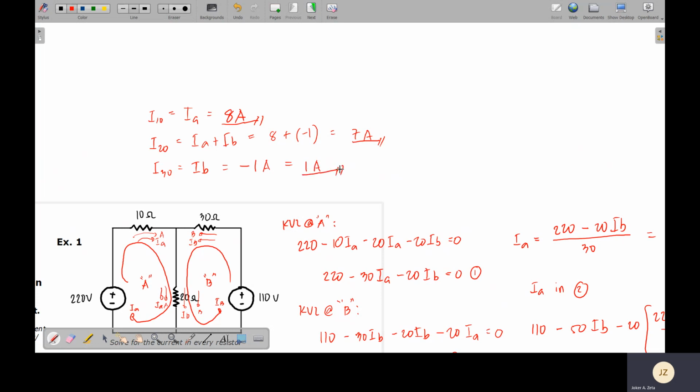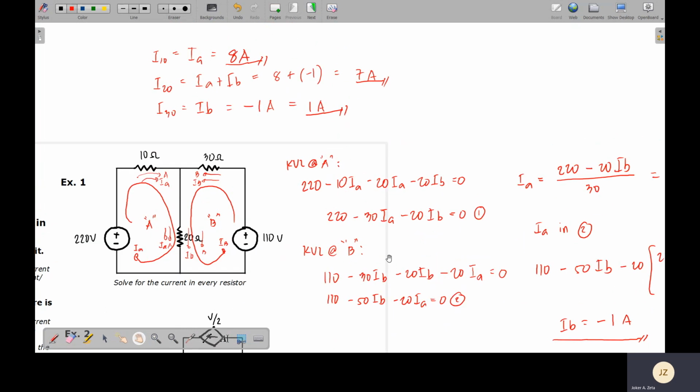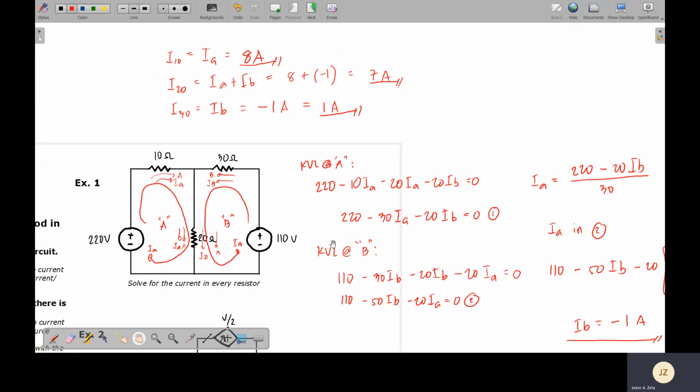So you have the current for the 30 ohm resistor is 1 ampere, the current for the 20 ohm resistor is 7 amperes, and the current for the 10 ohm resistor is 8 amperes. So this is the application of the mesh method. Okay, now this is only for our example number 1.